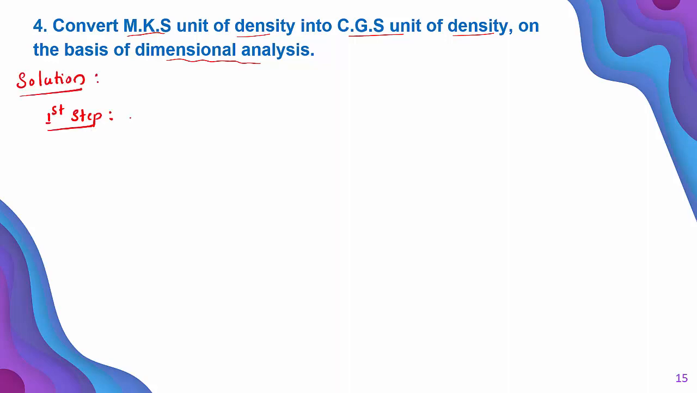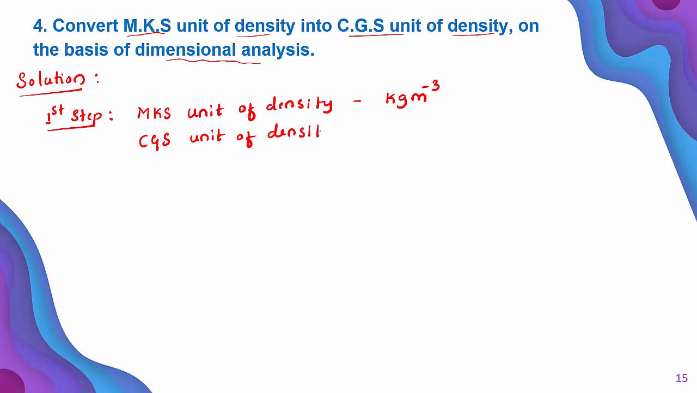The first step is we have to write the unit of density in both MKS as well as CGS. So first I am going to write the MKS unit of density. What is the MKS unit of density? Density is mass per unit volume, so its unit will be kg per meter cube. Similarly, we have to write the CGS unit of density.